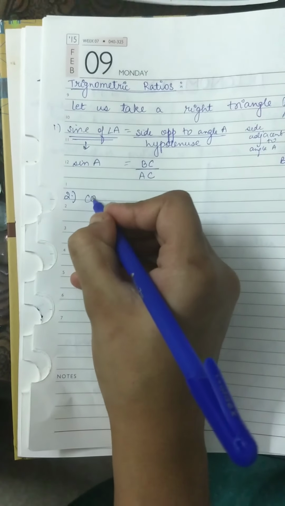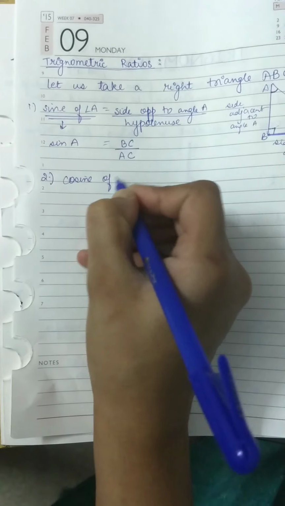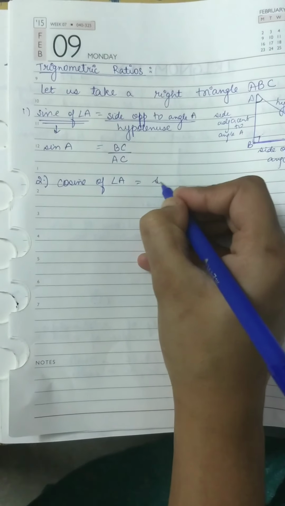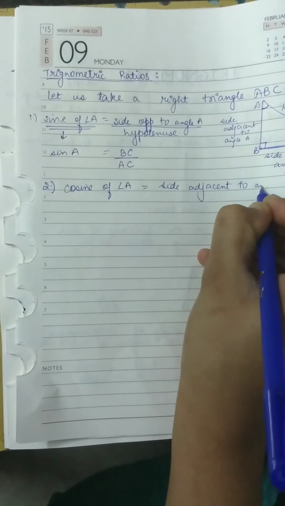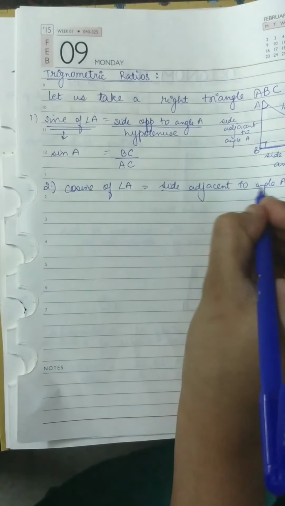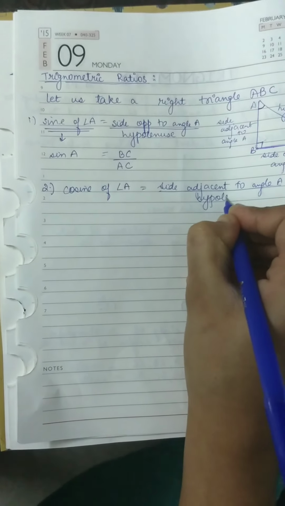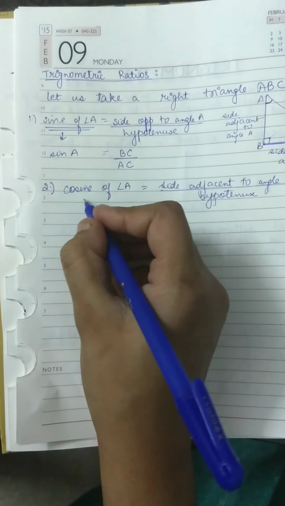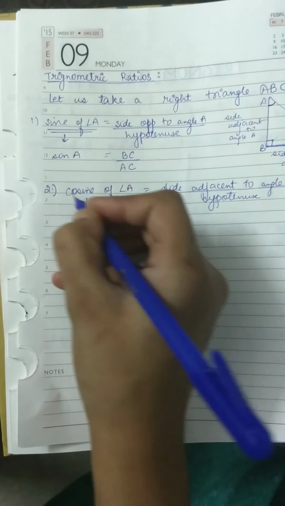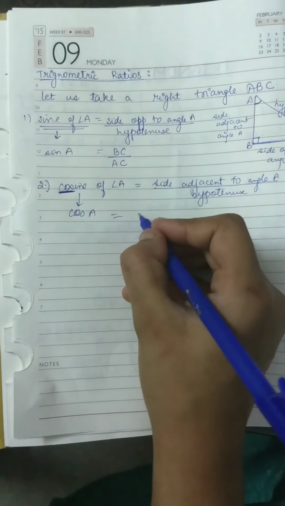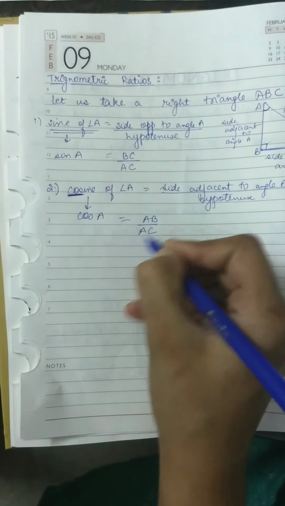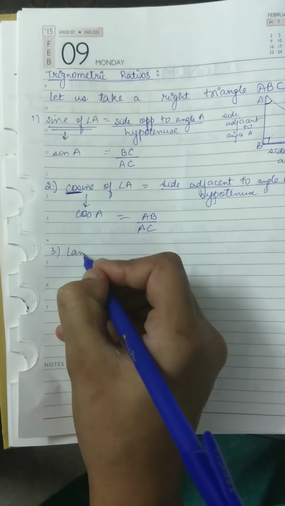Second is cosine of angle A. Cosine of angle A is the side adjacent to angle A upon the hypotenuse. Cosine can also be written as cos A. Here cos A, the adjacent is AB, so cos A is AB upon AC. Third, tangent of angle A.